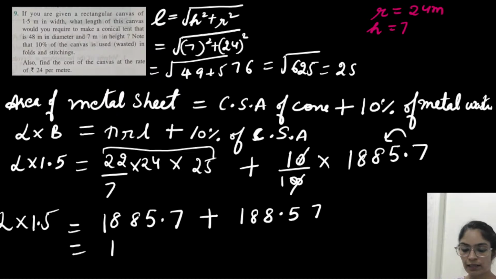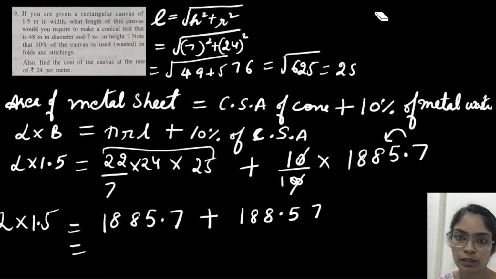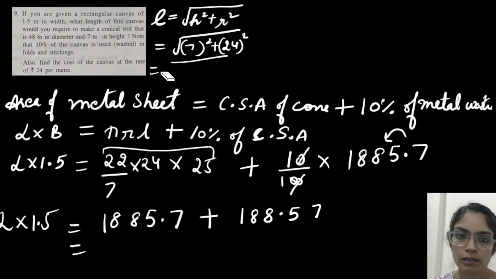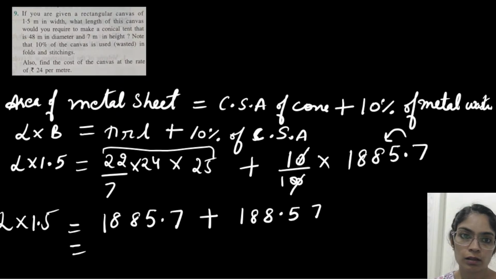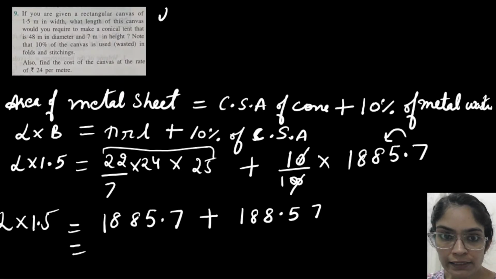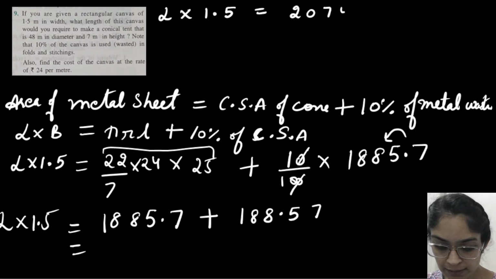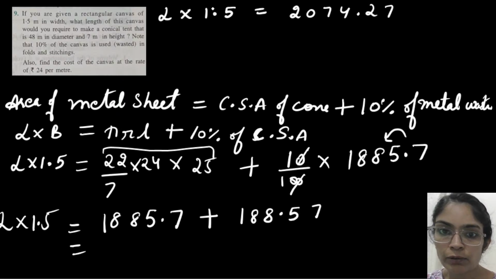1382,000. Is this the final answer? I don't need the final answer. I just need the answer of their addition. So what is the answer of their addition? You can tell me. Okay, Raya has sent the answer. So I'll just write here L into 1.5 is equal to 2074.27.